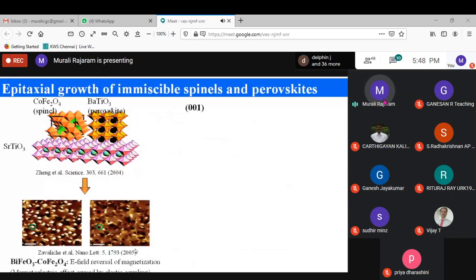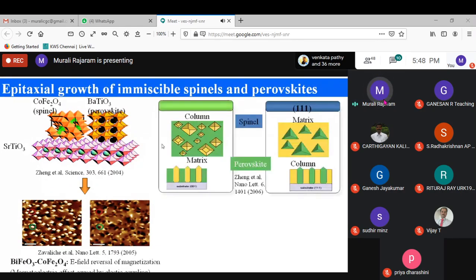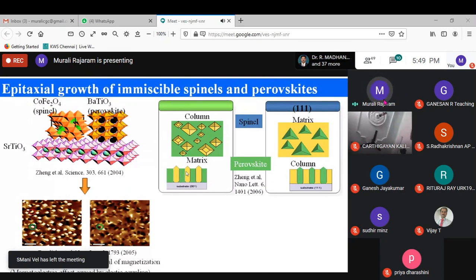So as I said at the beginning, this is the cobalt ferrite barium titanate nanostructures grown on strontium titanate single crystalline material, and this is bismuth ferrite, cobalt ferrite, and this cartoon shows the 001 substrate. If you use this strontium titanate substrate with 001 orientation, you will have a matrix of perovskite, in our case bismuth ferrite, and you will have columns of spinel, in our case cobalt ferrite. So on a 001 oriented substrate, you have a perovskite matrix with spinel nanorods.